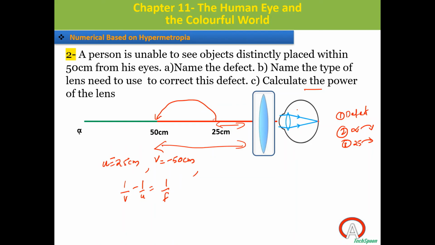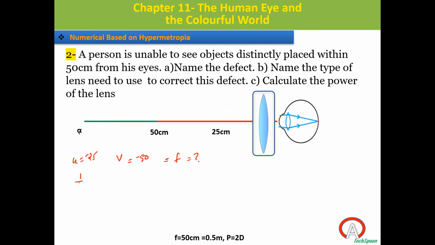Got it? Aaron? No. Devananda? No. Yes, sir. Got it? What is the answer? Sir, the focal length is 50 centimeter and power is 2 diopter, right? Yes, sir.